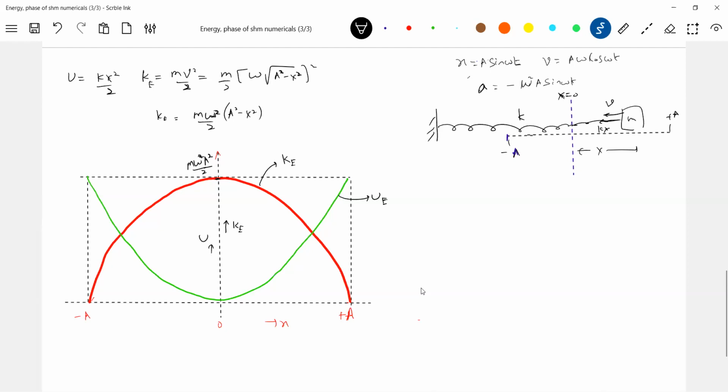Till here, okay, fine. So when the block is executing SHM, when it is at the mean position, potential will be minimum. You know the spring block system. Here at the mean position there is no compression and no elongation, so the elastic potential of the spring will be 0. So if a block executes SHM, at the mean position it will have minimum potential, here 0. At the extreme point, maximum elongation or compression, elastic potential is maximum, and the block at the extreme point will be at rest, so kinetic energy will be 0.